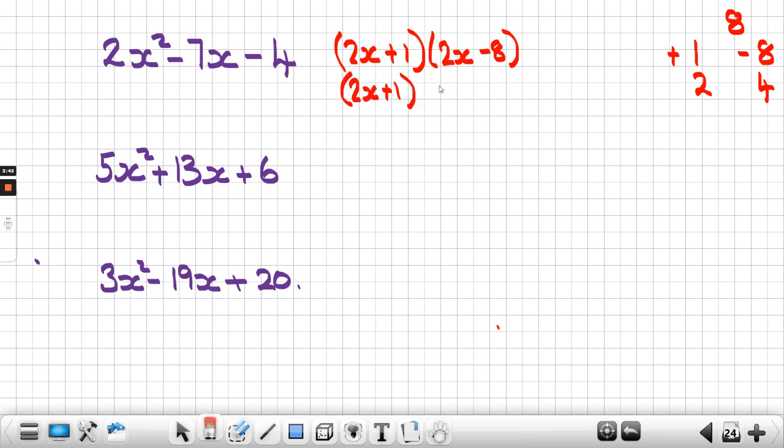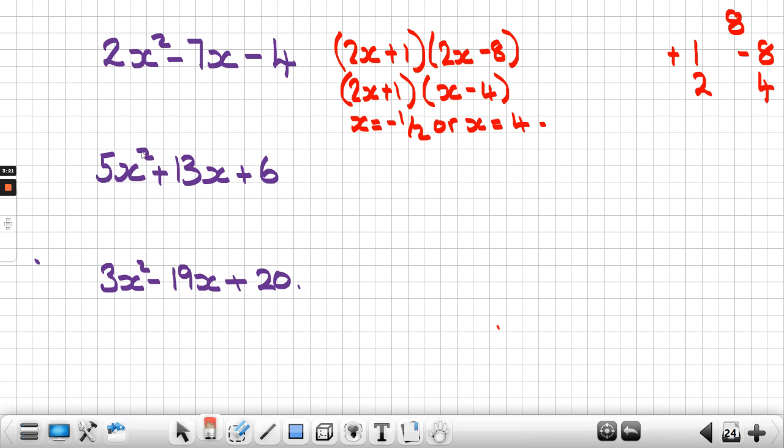This is the one where we can factor out 2. So we're going to end up with x minus 4. Okay, and that would give us x equals minus a half or x equals 4. Okay, moving on to the next one.